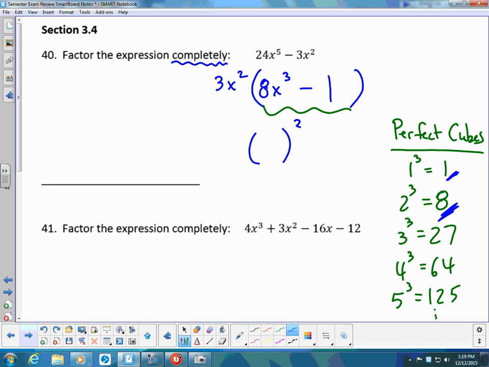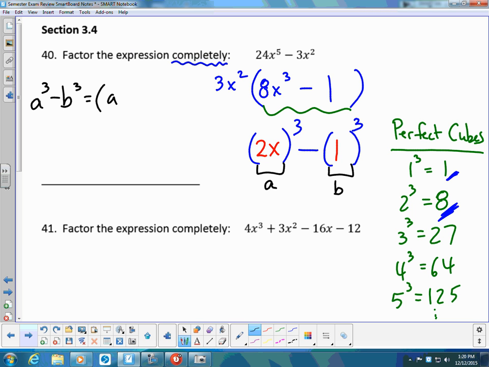8x cubed, what would I need to cube in order to get 8x cubed? Well, I'd have to cube 2x. 2x times 2x times 2x. What would I need to cube in order to get 1? Well, I just have to cube 1. That means that we're going to use a formula where the 2x is going to be our a, and the 1 is going to be our b. What formula am I talking about? I'm talking about how to factor a cubed minus b cubed, and this will be provided for you on the semester exam. A cubed minus b cubed factors into a minus b times a squared plus ab plus b squared. That's the formula that we're going to use.